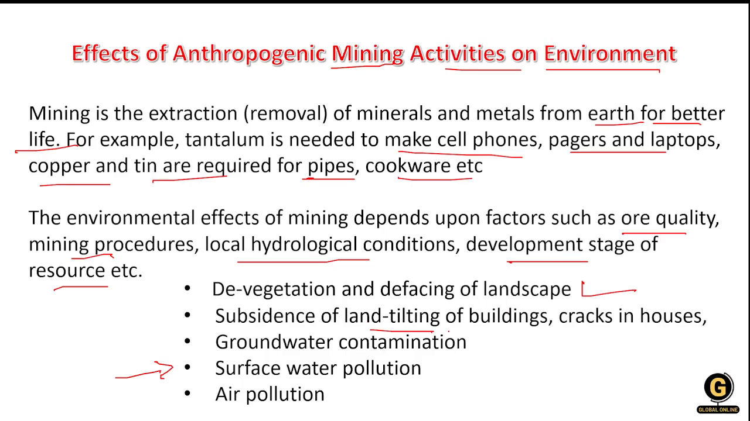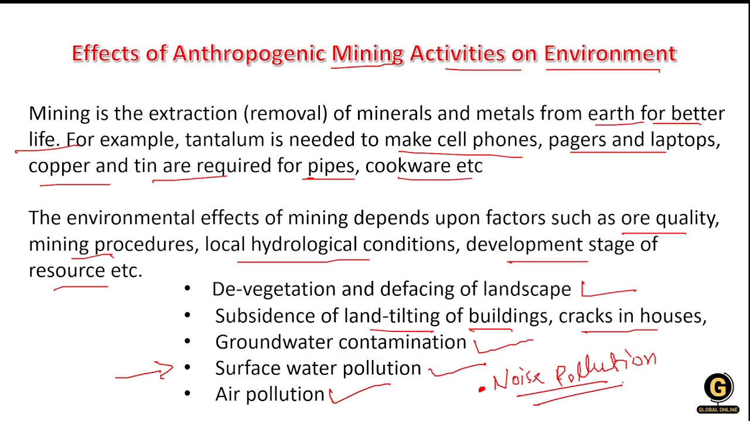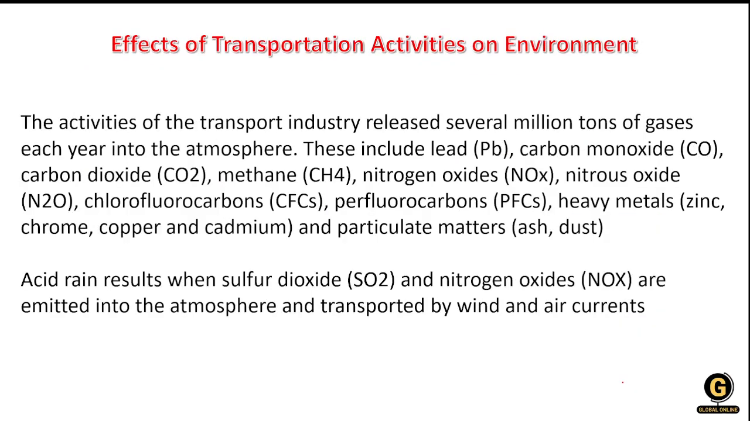Then subsidence of land, tilting of land, cracks in houses. Mining activity can impact in this way. Groundwater contamination can happen due to mining activity. Then surface water pollution can happen, air pollution also, and one more is noise pollution. Clear? So these are activities done by humans. That is why they are called anthropogenic activities, and their impact is on the environment and humans as well. Clear? So in this way mining activities can have impacts.